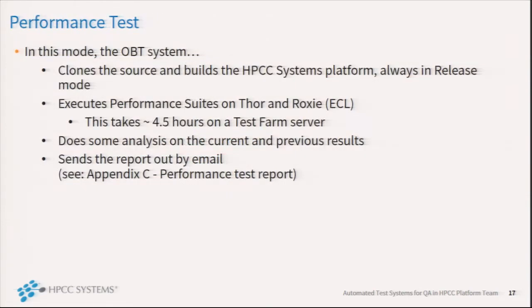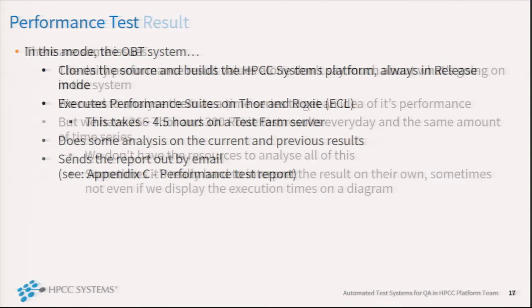Okay, performance. Same method: the OBT gets everything from GitHub, builds everything, and runs the tests, but we run only Thor and Roxie. This half year, we don't run the performance test on HThor, because we decided it's not necessary. And the report comes back by mail as well.